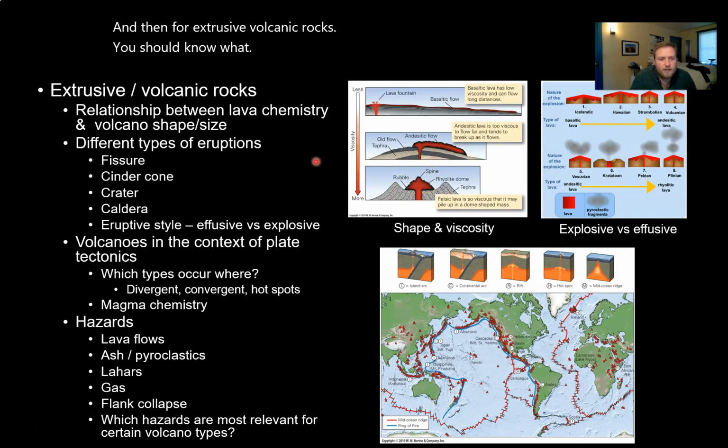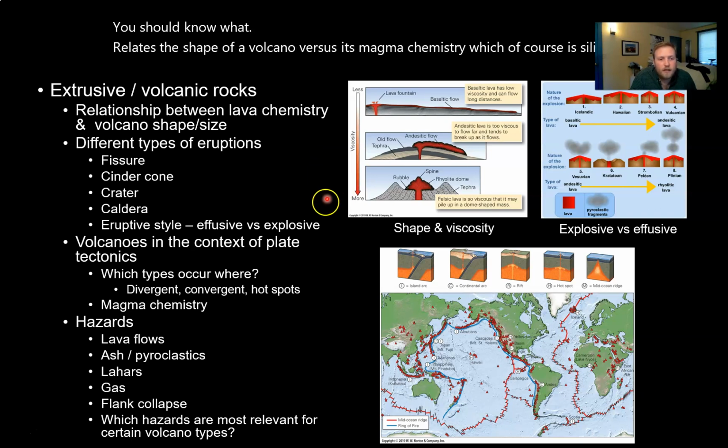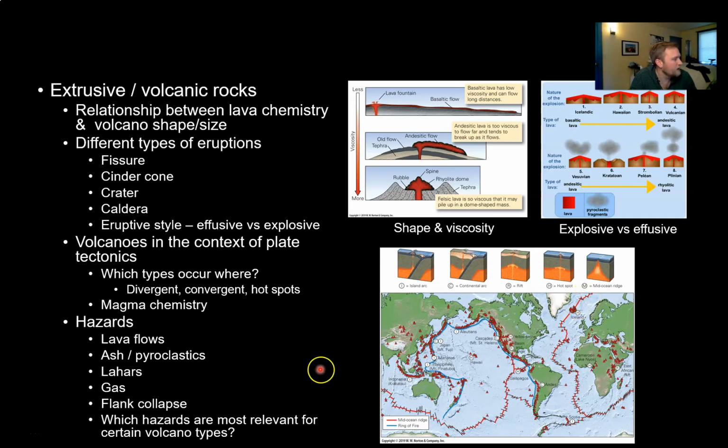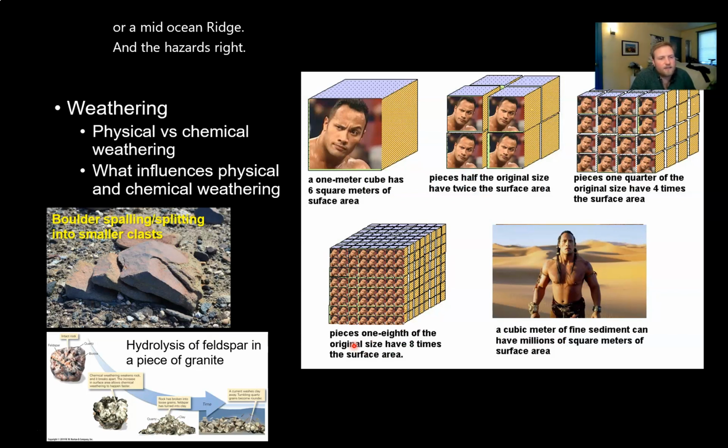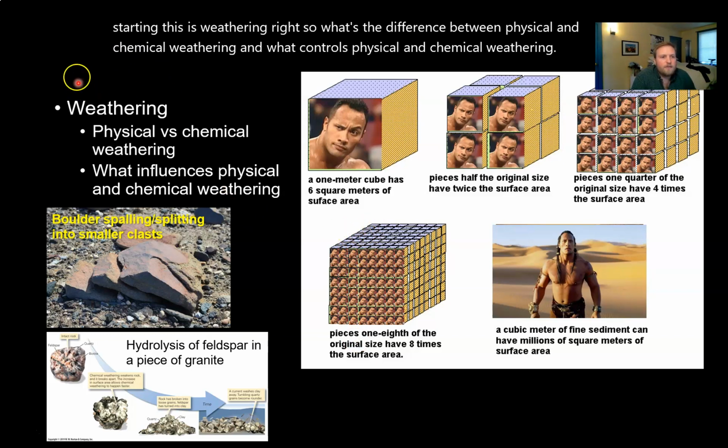The different types of eruptions that we can have, and the tectonic environment, right? Knowing these: an island arc, continental arc, a rift, a hotspot, or a mid-ocean ridge. And then the hazards. Okay. And finally, and this will maybe only be a couple of questions since we're just starting this, is weathering. What's the difference between physical and chemical weathering, and what controls physical and chemical weathering on the landscape? Okay, all right, I will be on Teams to talk about this.